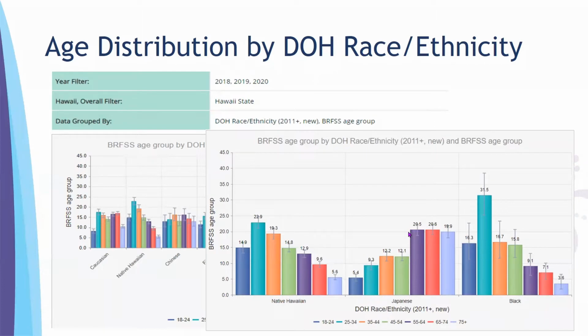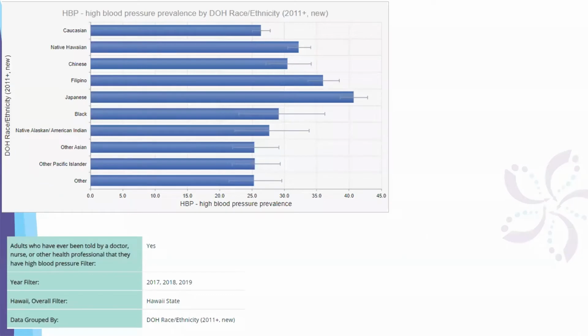So let's go back and look at our high blood pressure data. So this is the high blood pressure prevalence, crude, by race ethnicity, for the self-identified race ethnicity. And so you can see among the people who identify as Japanese in Hawaii, it's very high. It's over 40%. Having looked before at the age distribution, we know they tend to be older, so that kind of makes sense. What happens when we look at the age adjusted?